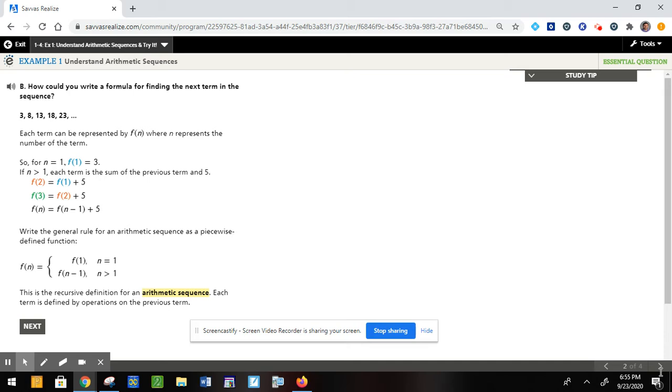The general rule for an arithmetic sequence as a piecewise function is defined. So you have whatever the first term is, and then that's equal to specifically n equals 1, and then every term after that, you would have a function defined as f of n minus 1. This is considered the recursive definition, but basically it's just what you already know. It's just putting into function terms the fact that you're just adding 5 to the previous term. That's what that means.